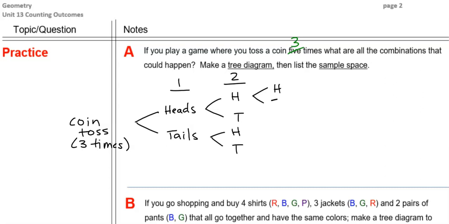We could get heads or tails, heads or tails, heads or tails, heads or tails. That is our third toss. All right, so how many possible outcomes are there? 1, 2, 3, 4, 5, 6, 7, 8 possible outcomes.